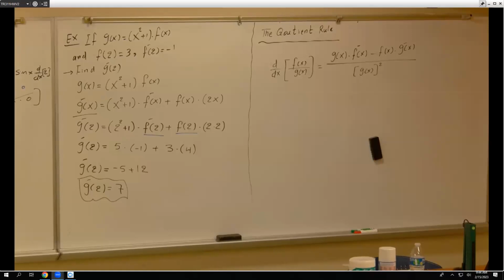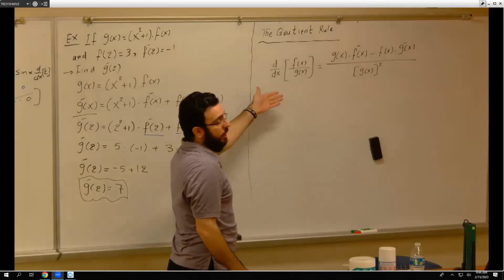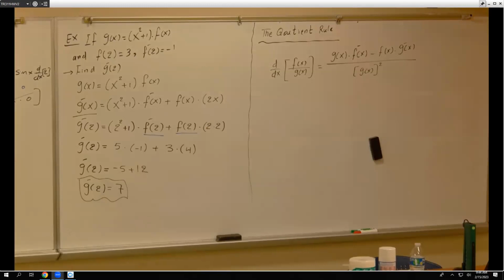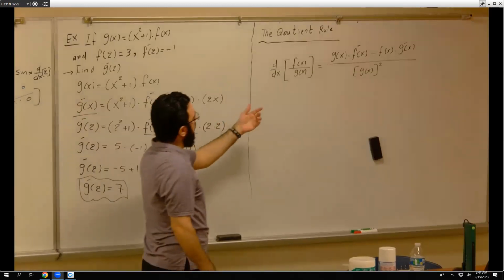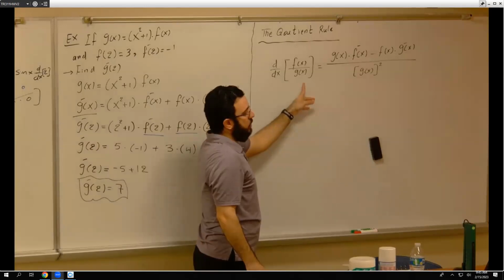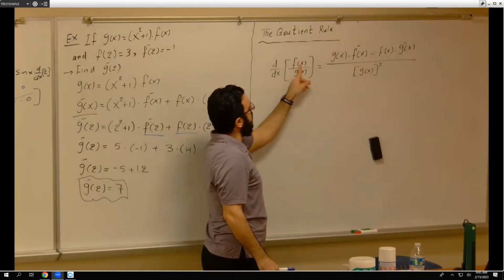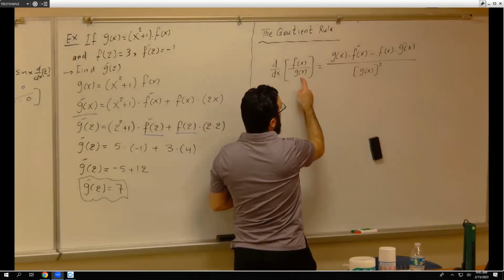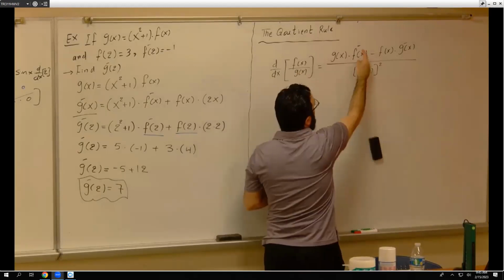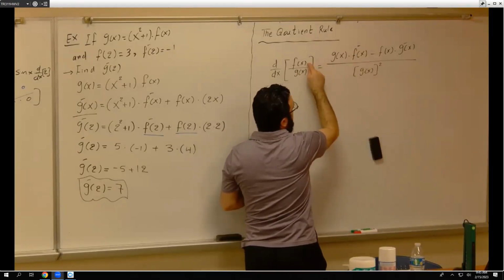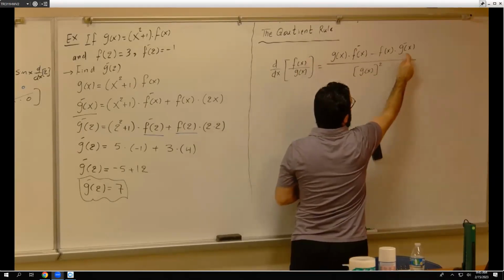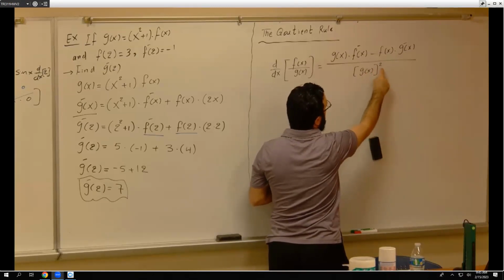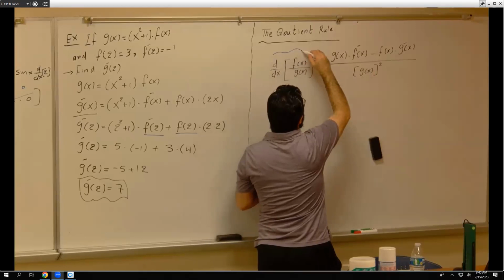The quotient rule: when you see a rational function, one function divided by another function. For example, f of x divided by g of x. Now, to find the derivative, always start from g of x. G of x times the derivative for f of x, minus f of x times the derivative of g of x, all divided by g of x squared. So this is also an important rule.